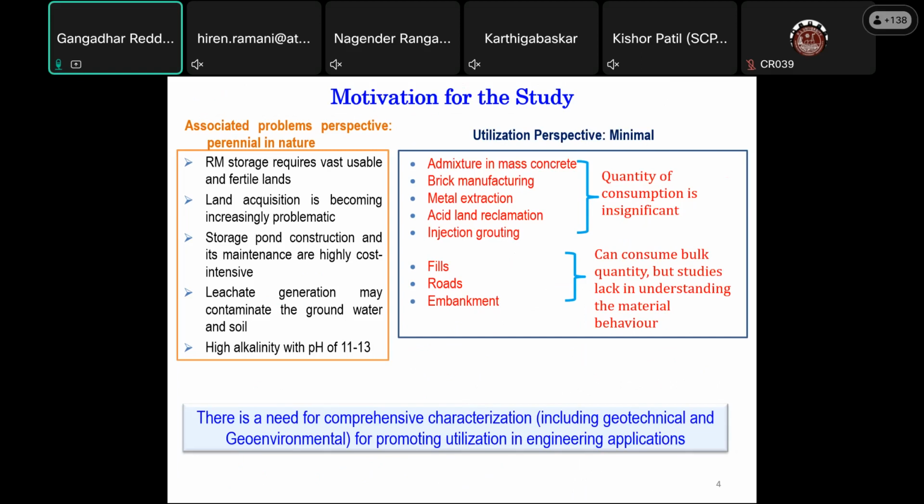What people had done was mostly geoenvironmental characterization, with little geotechnical characterization. Whenever you want to use any material, characterization is the first and foremost important thing that you need to look at. So what I have done in my entire PhD work is an extensive study from the geotechnical and geoenvironmental perspective, and moreover, I used some kind of unconventional additive, to see how we can improve the strength properties of red mud so that we can use it in bulk quantity.